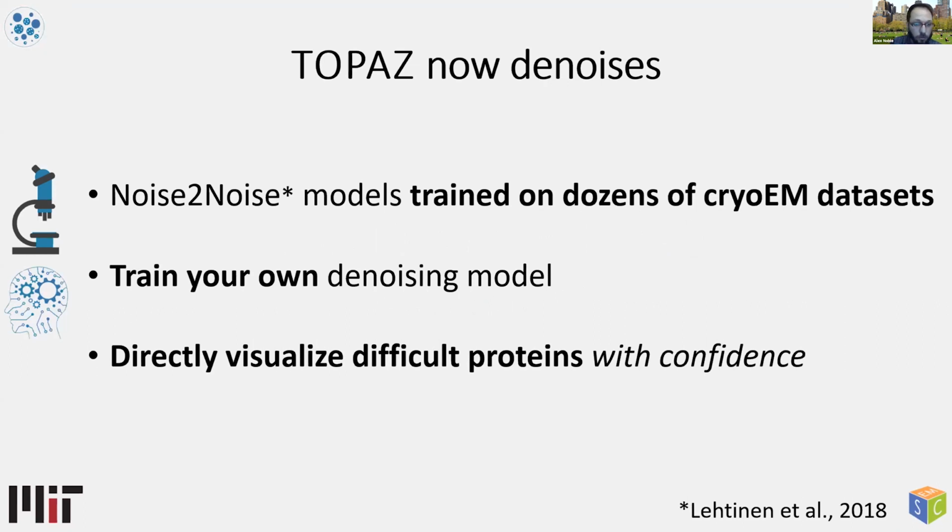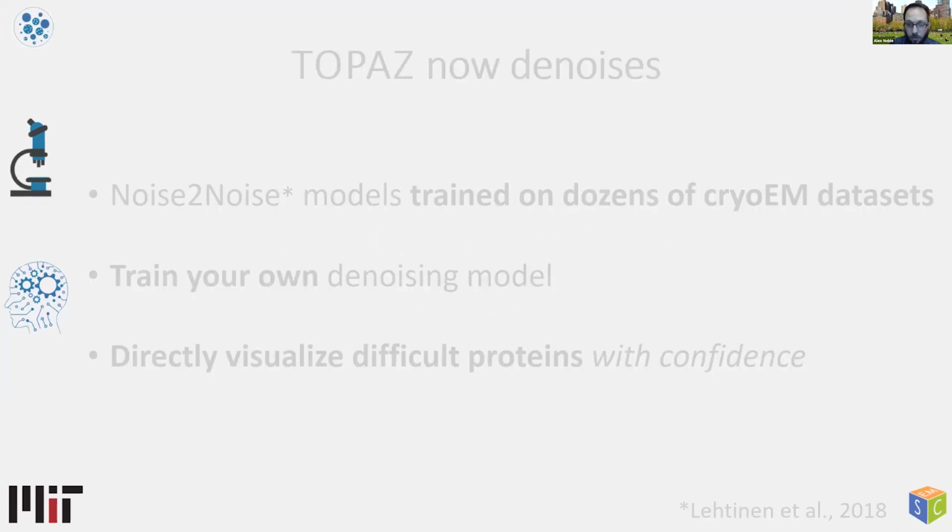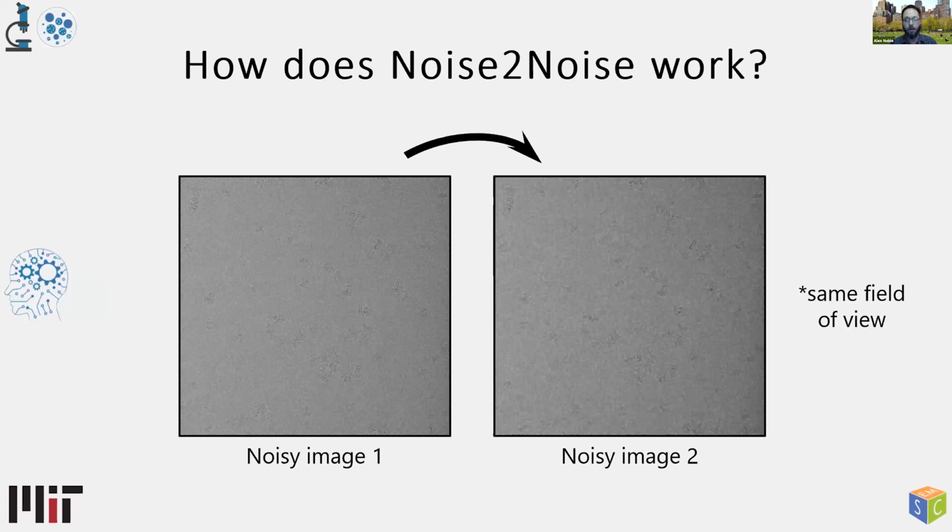And what it does is helps you directly visualize difficult proteins with confidence, and I'll show you some other useful functions. So how does noise to noise actually work? Let's quickly go over this.